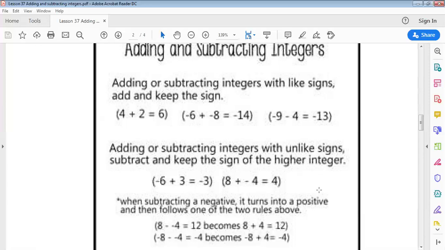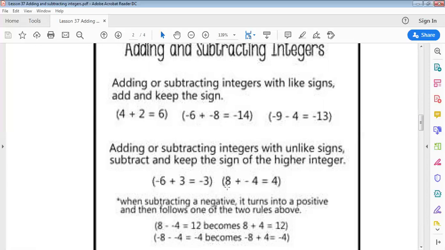When you are adding or subtracting integers with unlike signs, so different signs, subtract and keep the sign of the higher integer. So you have negative 6 plus 3. There's two different signs there, a negative and a positive. So the difference between the two is 3, so that's where you subtract, and then you keep the sign of the higher integer. So the higher integer is actually a 6, and the sign in front of it is a negative, therefore your answer is negative 3.